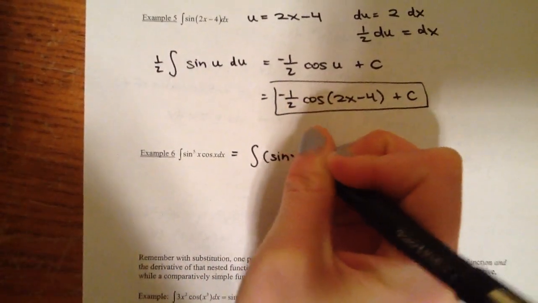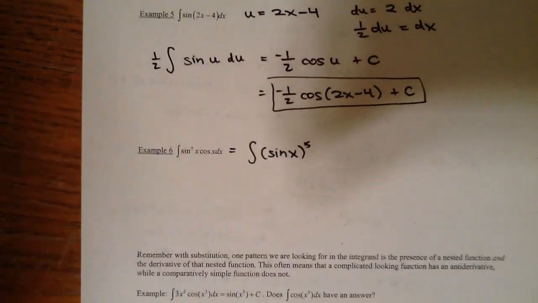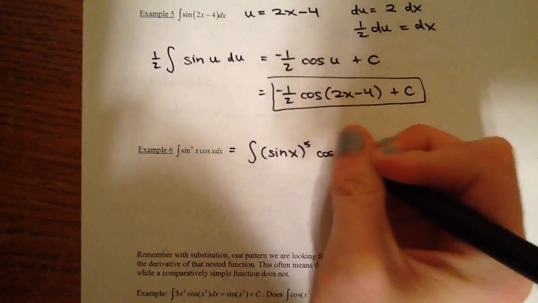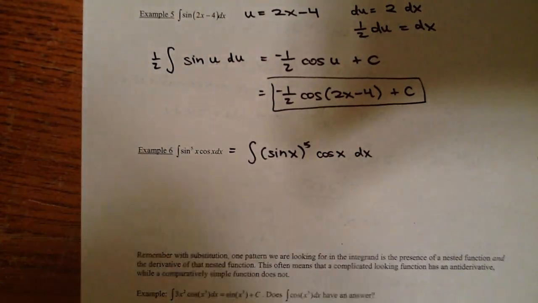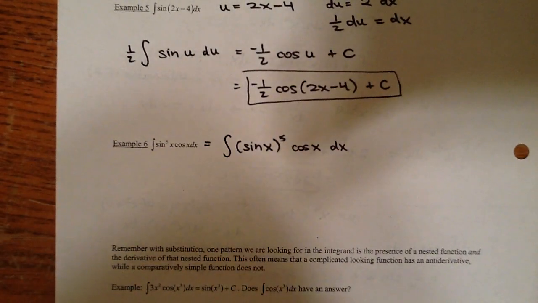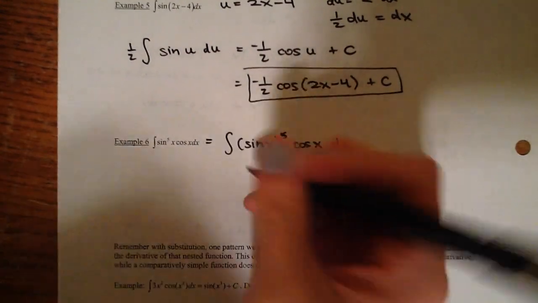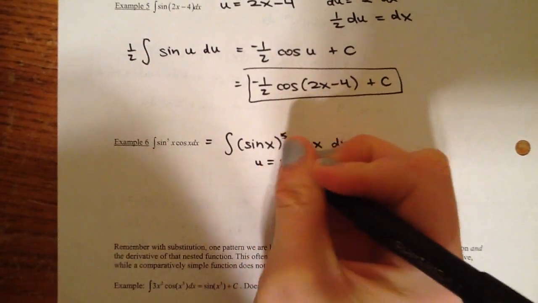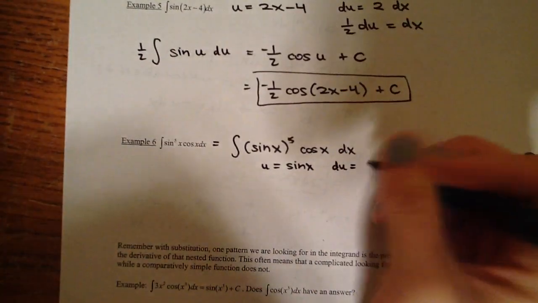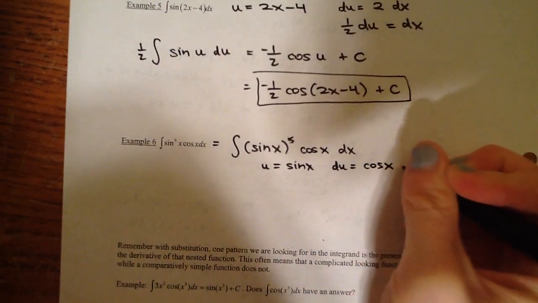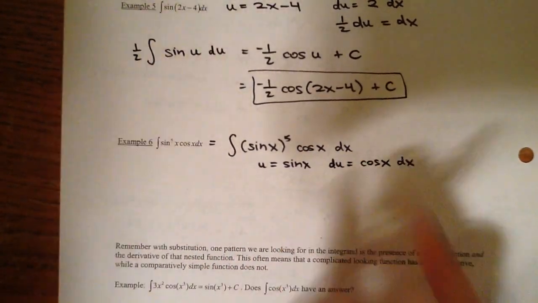Remember the way that trig powers work is this is actually sine of x to the 5th, so that's technically our nested function, and then times cosine. When we write it like this, it makes it more obvious that sine is our nested function, and then you see its derivative is present in the integrand as well. So for u, we're going to use u equals sine x. And then the derivative, derivative of sine is cosine dx. Okay, and we've got a cosine dx right there. We can just sub it out for a du.